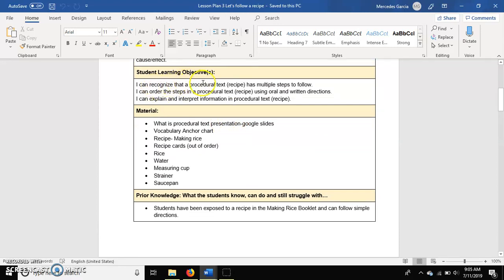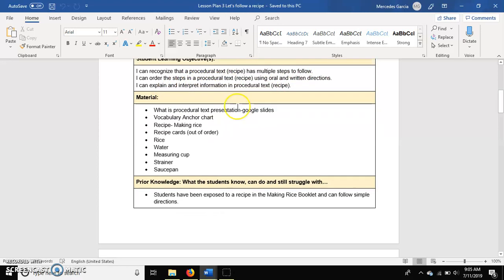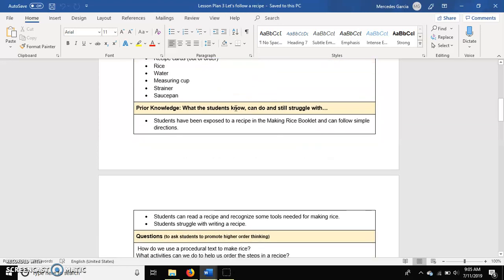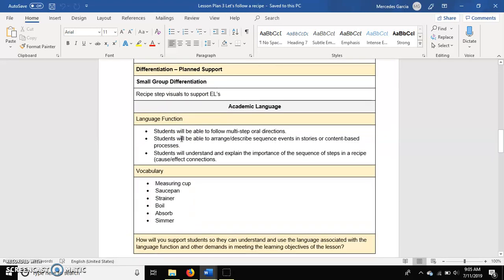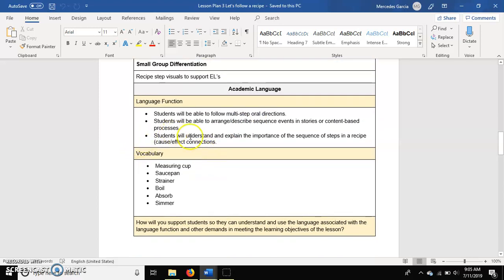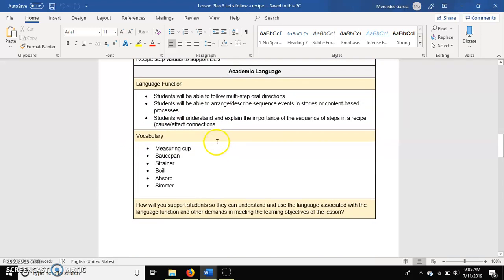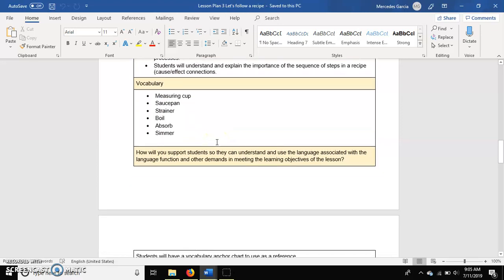Students will be able to recognize that a procedural text has multiple steps to follow. They can order the steps in a procedural text using oral and written directions, and will be able to explain and interpret information in procedural text. The language function is students will be able to follow multi-step oral directions. Students will be able to arrange, describe, and sequence events and stories or content-based processes. Students will understand and explain the importance of the sequence of steps in a recipe and cause and effect connections.